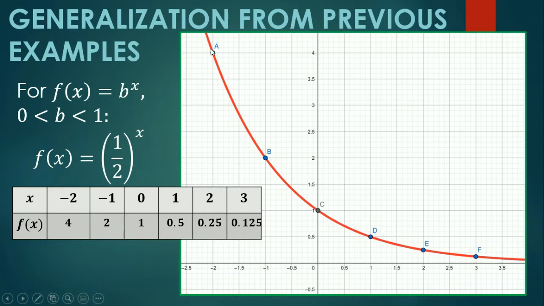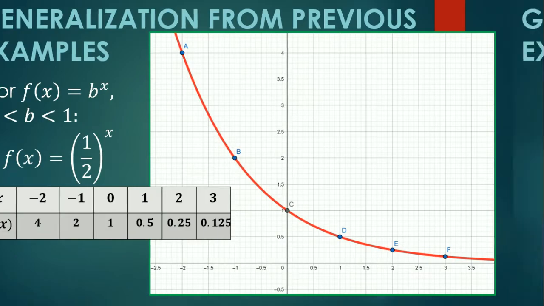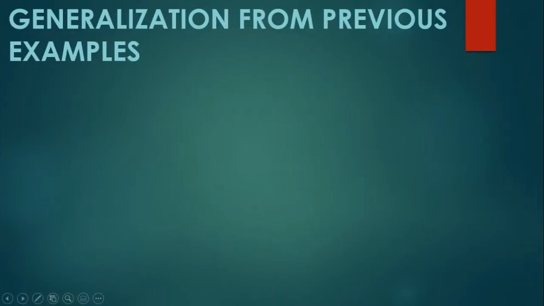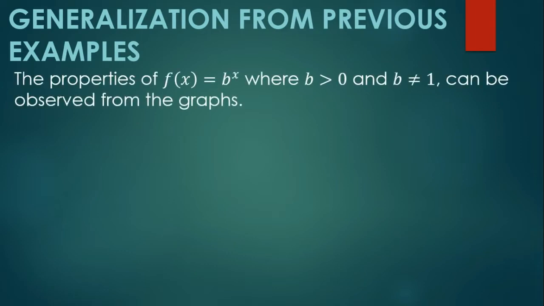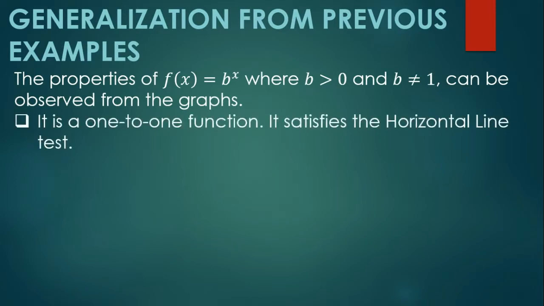Allowable lahat ng real numbers na i-substitute dito kay x, pero yung y values natin from 0 papunta sa positive infinity. So, ito ang kanyang mga properties from these examples. The properties of f(x) = b^x, where the base is greater than 0 and it's not equal to 1, can be observed from the graphs. First, it is a one-to-one function. Why? Kasi it satisfies the horizontal line test.